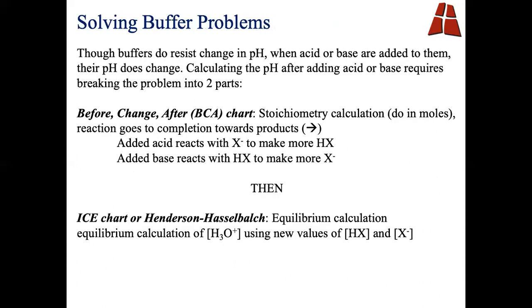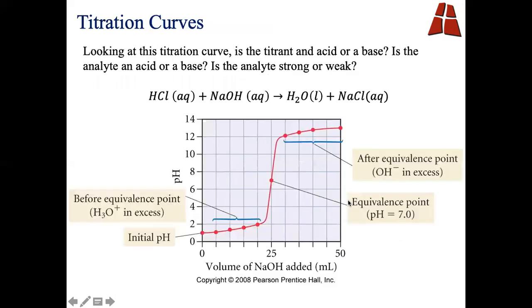Also a reminder with buffer problems, instead of doing just an ICE chart, anytime we have a buffer, do a BCA chart. And so for buffer problems, as well as titration problems, we will be adding a strong acid or a strong base. If we add a strong acid or a strong base, the reaction goes entirely to completion, meaning we use a BCA chart. And then if we're doing something like a titration, we can do an ICE chart. If we have a buffer, we can use Henderson-Hasselbalch, right?